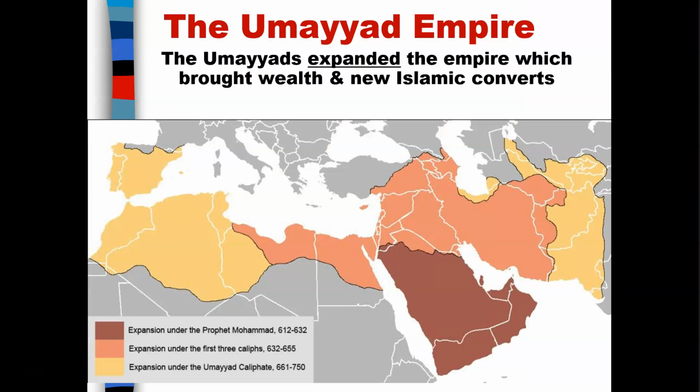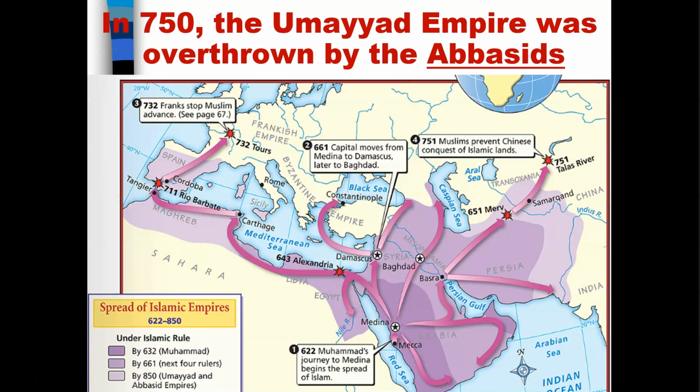Now let's look at the Umayyad Empire. The Umayyad expanded the empire, which brought wealth and new Islamic converts. We looked at this map already. You see how they were able to expand from about 661 all the way to 750. They actually made it all the way to Europe, in this case Portugal and Spain. In the year 750, the Umayyad Empire was overthrown by the Abbasid.